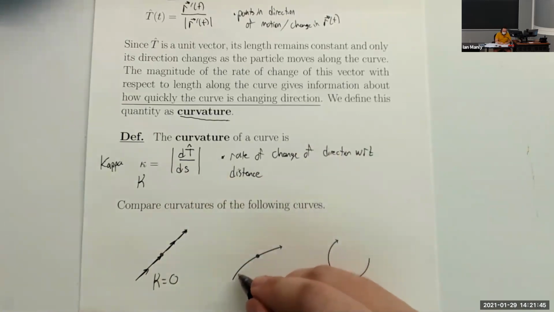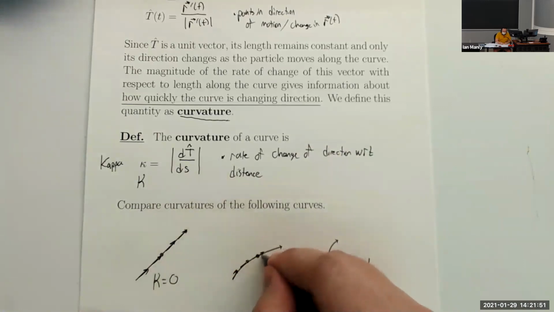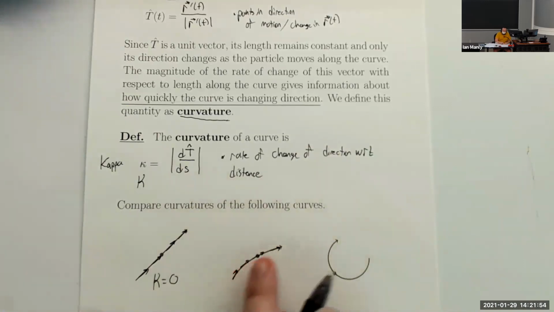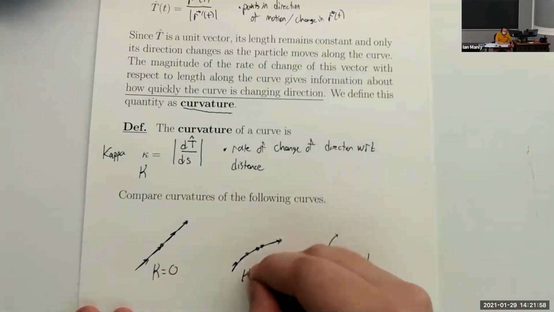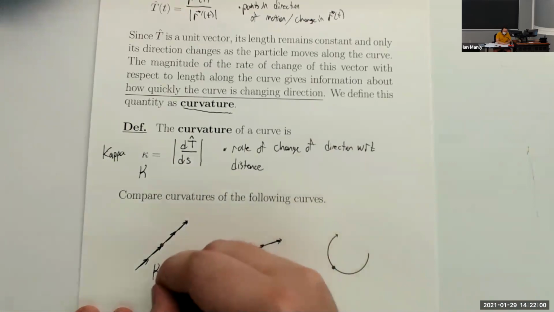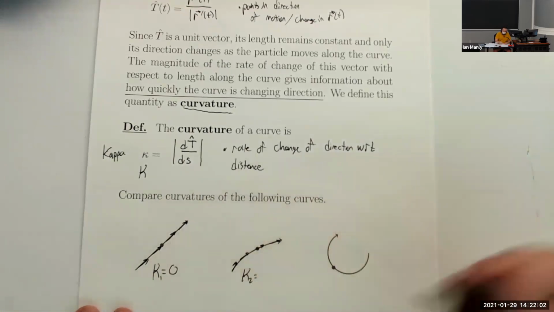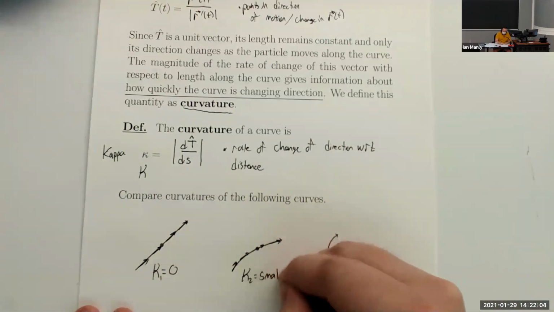Okay, here we kind of have some change in our unit tangent. Like here we have it going that way, and then here we're going this way. But it's not changing too quickly. It's kind of slowly rotating as we move along this curve here. So this kappa, which here I'll call this kappa 1, this kappa 2, is going to be some small value.